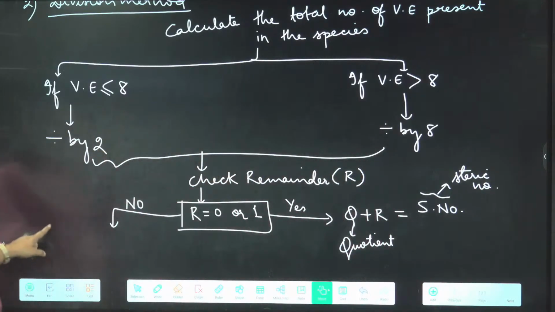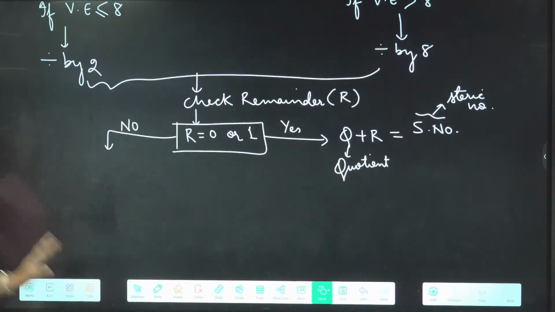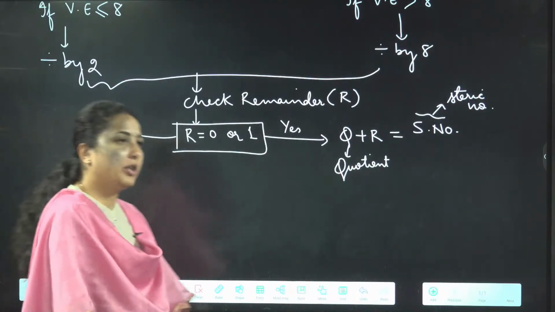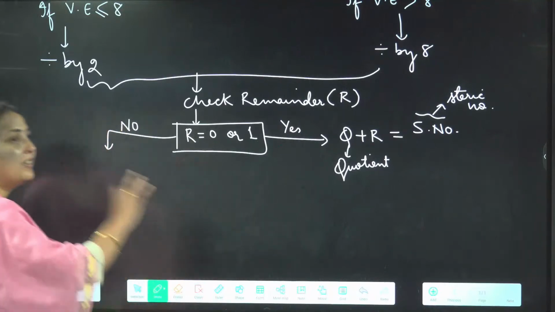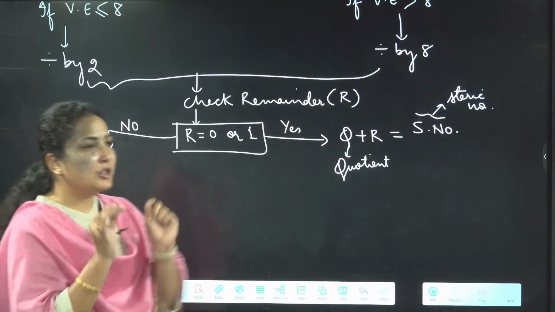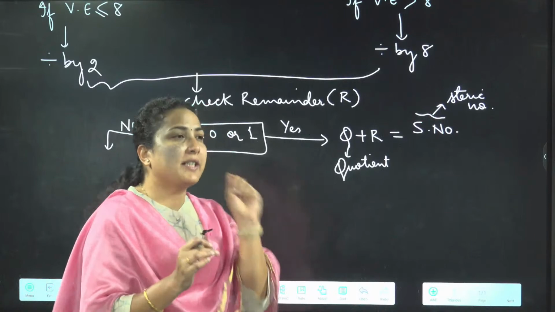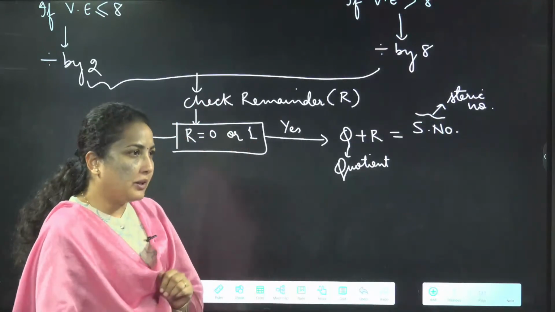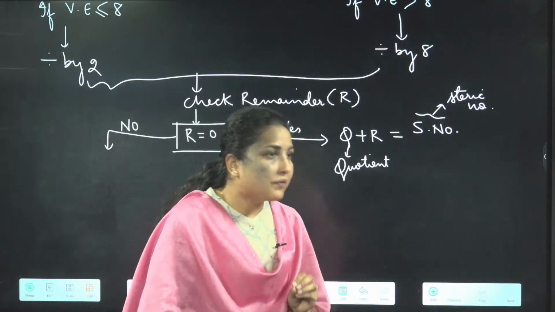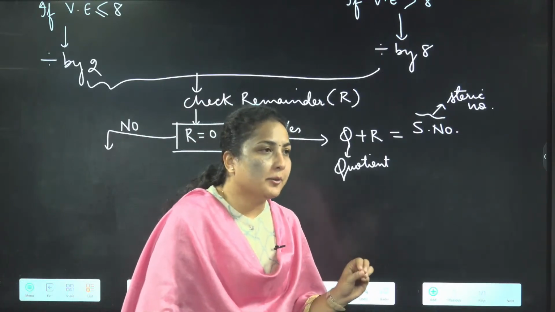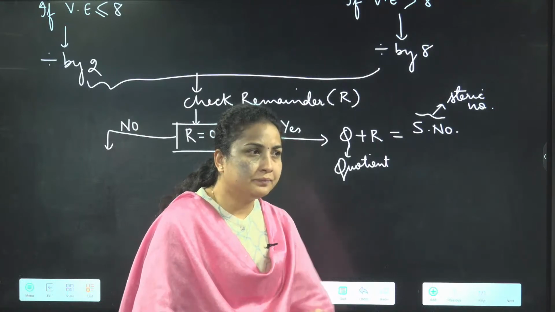If I'm getting 0 or 1 as the remainder, then simply I add the quotient and that remainder. Remainder could be 0 or 1, right? Suppose Q plus R I'm getting as 2. So steric number is 2, and it should be sp hybridization. If Q plus R is 5, then steric number is 5 and it will be sp3d. I hope this is clear what I'm saying, right?